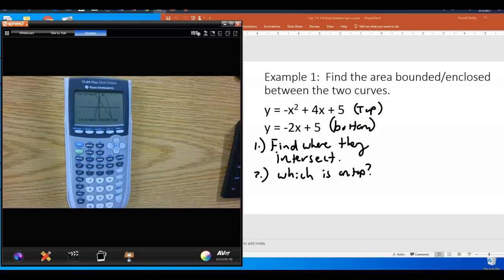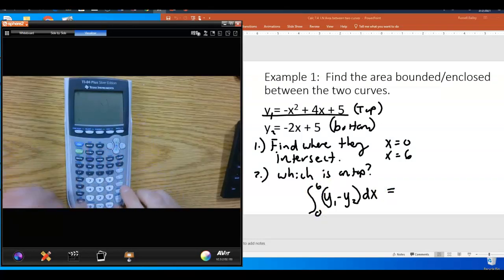All right, so we know where they intersect. They intersect at x equals 0, and they intersect at x equals 6. So it starts at 0 and it ends at 6. We know that this function comes first. We'll call that y1 and we'll call this one y2. We're ready to set up our integral. My integral is the top function minus the bottom function, and we're going from 0 to 6. That will tell me the area in between those two curves.